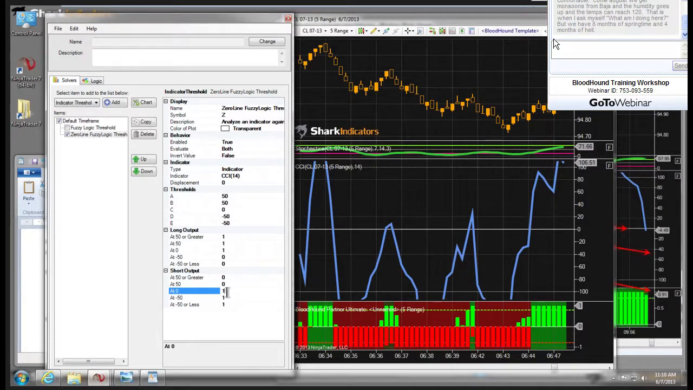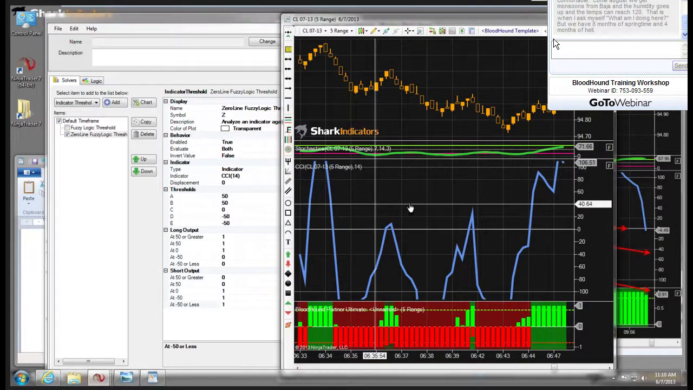Alright, so this time I added short outputs here, just because in this area we're dealing with the CCI below the zero line. We can see the zero line right here in the middle, and for the most part the CCI is below the zero line. So we'll look at these as the indicator breaks above the zero line.